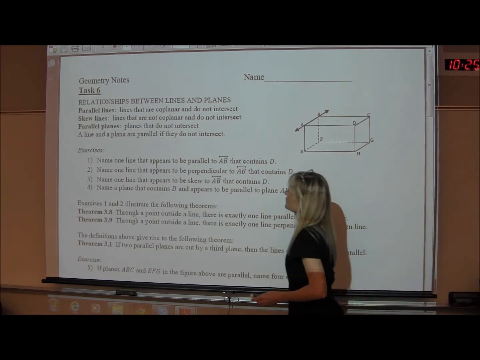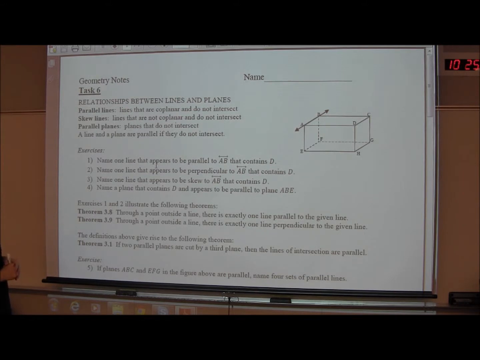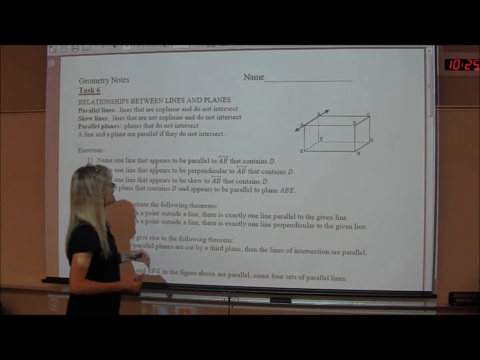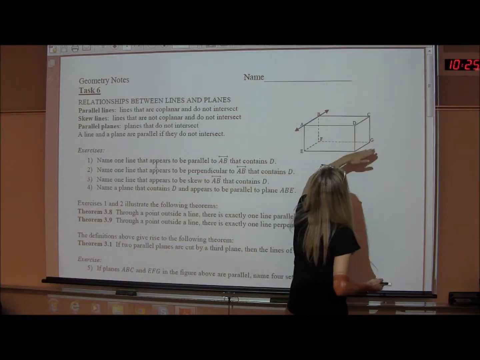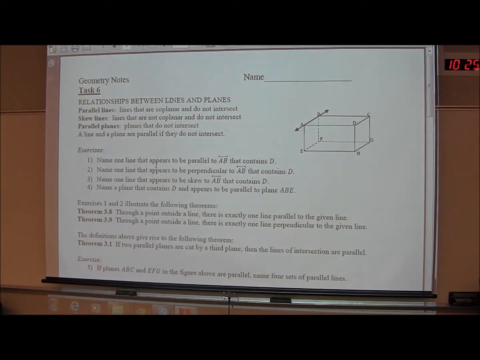So, fairly straightforward. Now, skew lines are lines that are not in the same plane and do not intersect. We're going to look at some examples. And then parallel planes are just planes that do not intersect. So, parallel lines would be like this, okay? They're in the same plane.